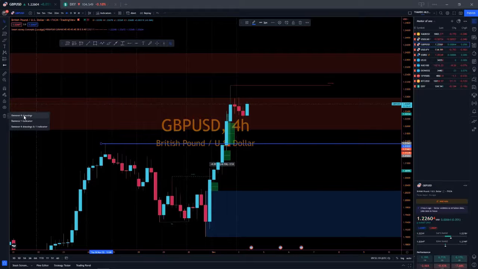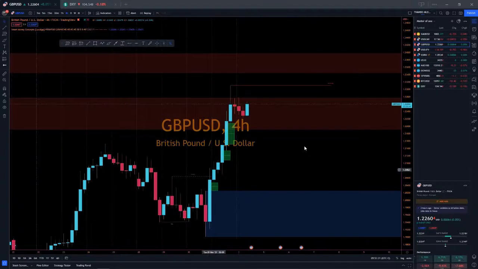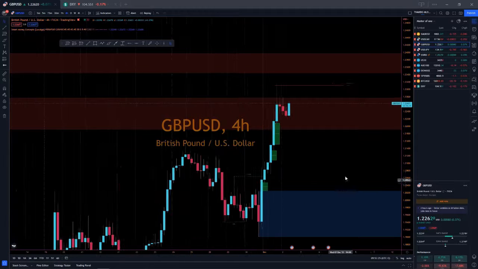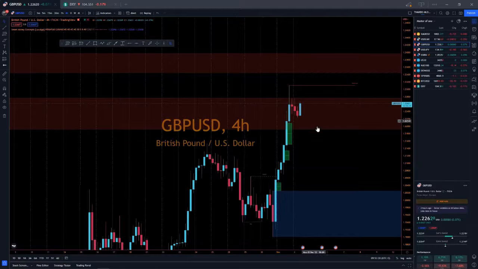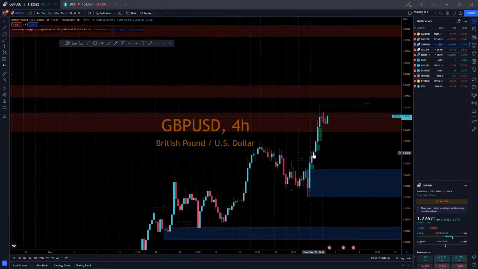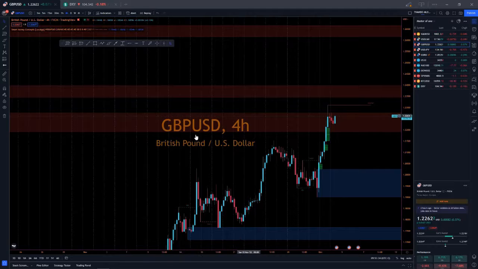Let me just remove all the drawings so that you can be able to see. So that the price can come down here, then we head all the way up. But anyways, price has to push up first of all. Price might actually push down. I don't know what might happen, considering that there is this area of interest as well.